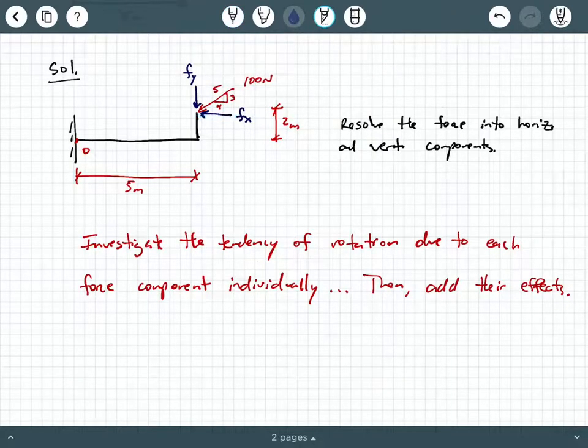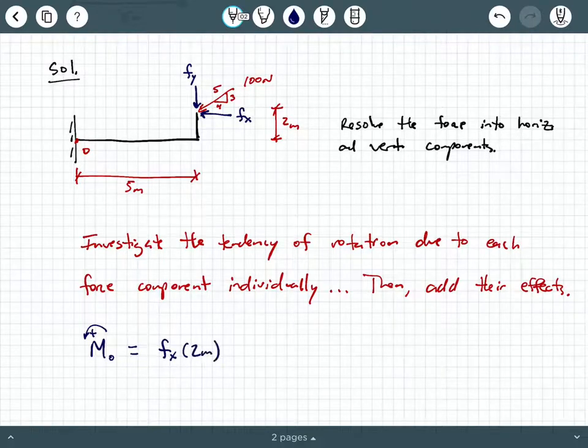All right, we have this x component, and it's at a perpendicular distance of what? Is it 5 meters or 2 meters? Pause the video, think about it. The x component is at a 2 meter perpendicular distance away from point O. We can kind of see that right here, all right? And so let's look at that. Let's say that the moment, counterclockwise positive, about point O. Let's look at that x component first. It's going to be f sub x times 2 meters, okay?